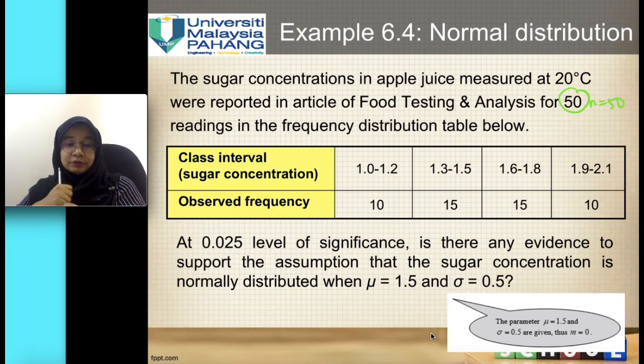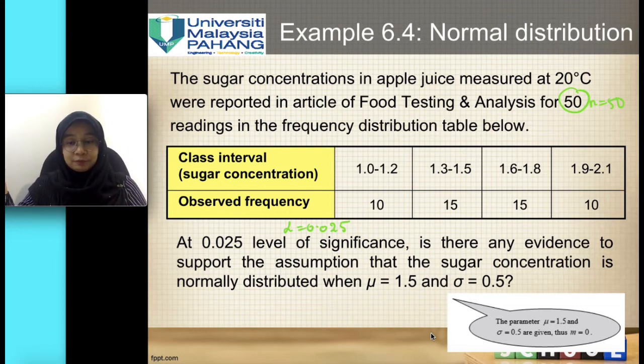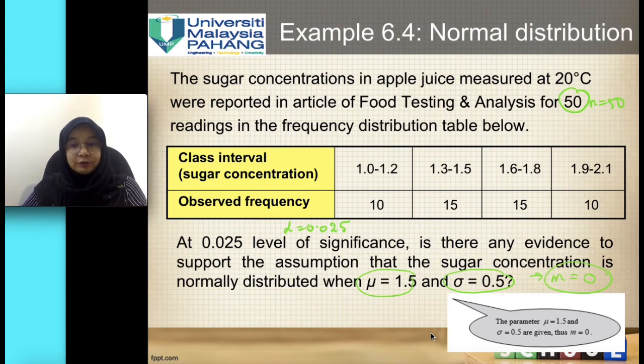At 0.025 level of significance, so alpha 0.025, is there any evidence to support the assumption that the sugar concentration is normally distributed when mu equals 1.5 and sigma 0.5? So now the parameter is given. So m is equal to 0 when you want to find the chi-square critical value. They ask you to test whether the sugar concentration follows a normal distribution or not.